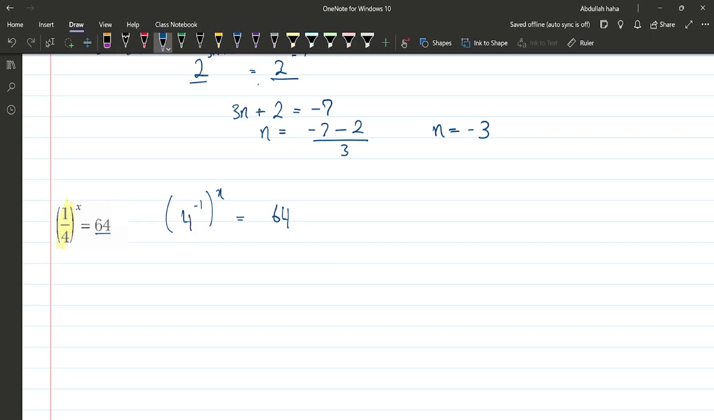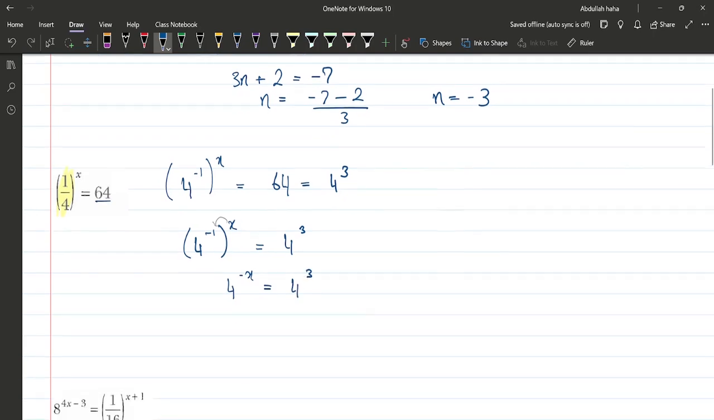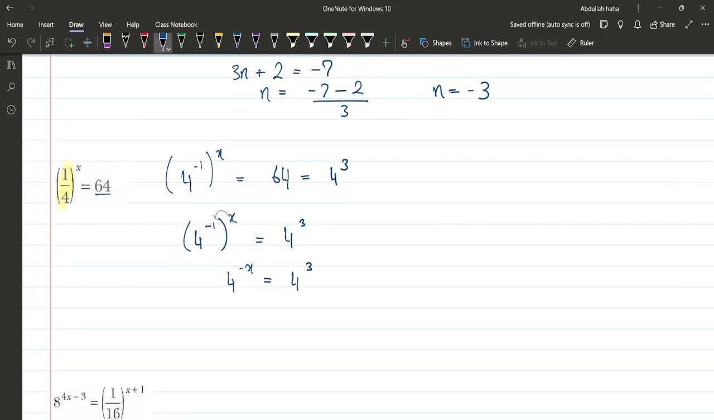First of all, 4 to the power 3 is 64, so this is 4 to the power 3. So 4 to the power minus 1, all to the power x, equals 4 to the power 3. Then we do the distribution, just multiply here. That gives us 4 to the power minus x equals 4 to the power 3. Since the bases are the same and they're equal, we can say minus x equals 3. So x equals minus 3 if we divide by minus 1 on both sides. That's that.